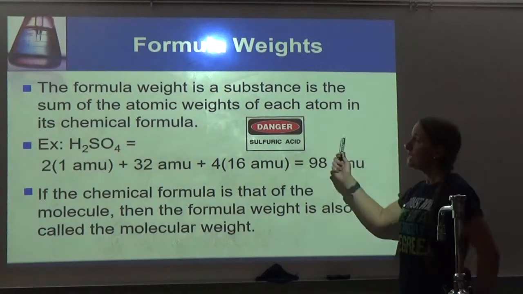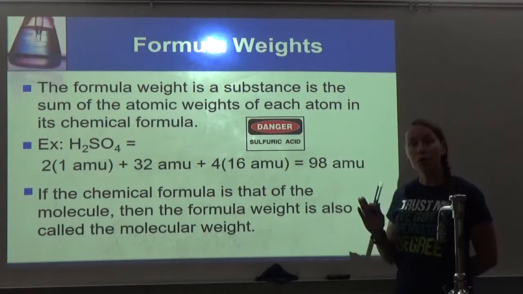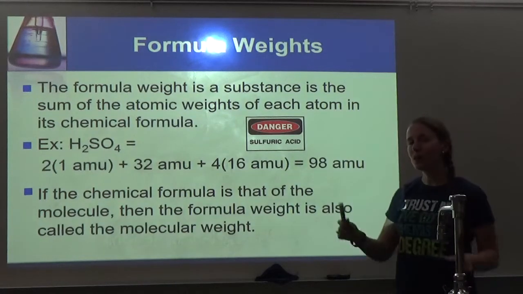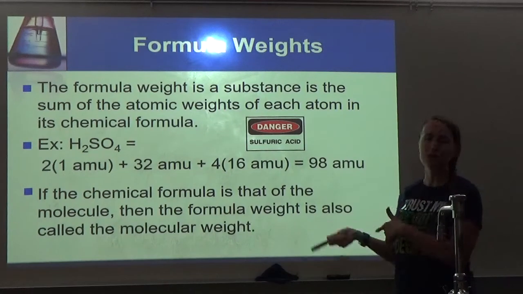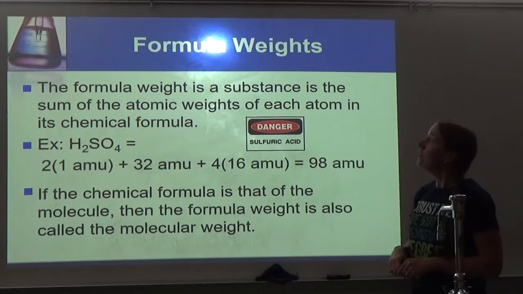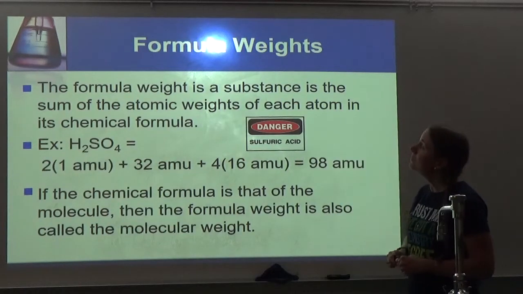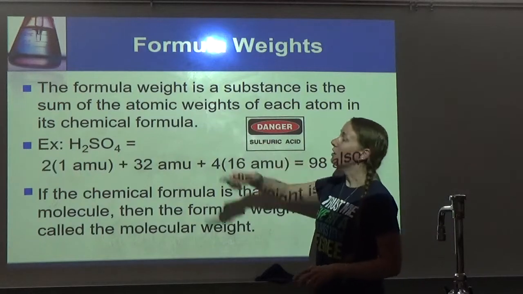Alright, so next thing we're going to talk about is formula weight, also known as molar mass. So don't freak out and think, oh gosh, this is something different. It's not. We're just going to start out using AMU, and then we'll switch over to grams per mole. So the formula weight of a substance is the sum of the atomic weights of each atom in its chemical formula. So sorry, this should say of.